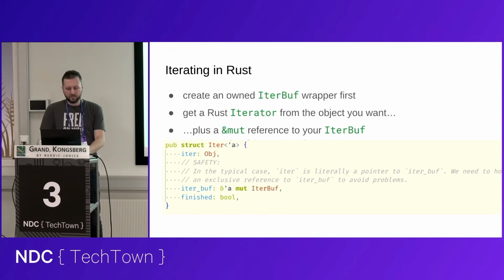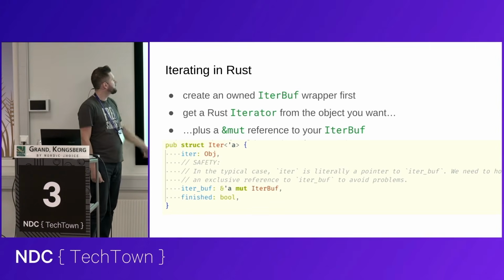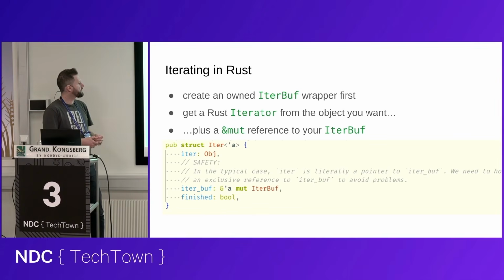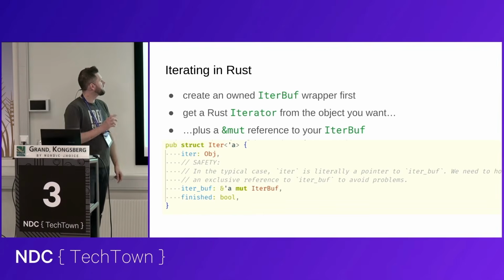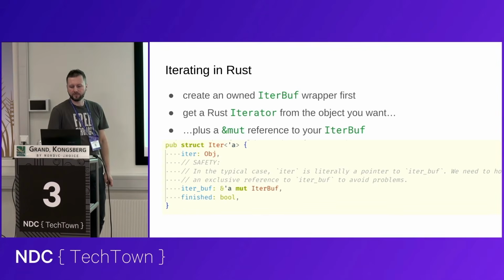So to make this work in Rust, we create an iterbuf wrapper. I am not showing it here, so you're going to have to trust me. And it essentially stores some data. Oh yeah, sorry, I know why I'm not showing it here. It's actually a type alias to the iterbuf structure from before. Yeah, that's the reason. Sorry.